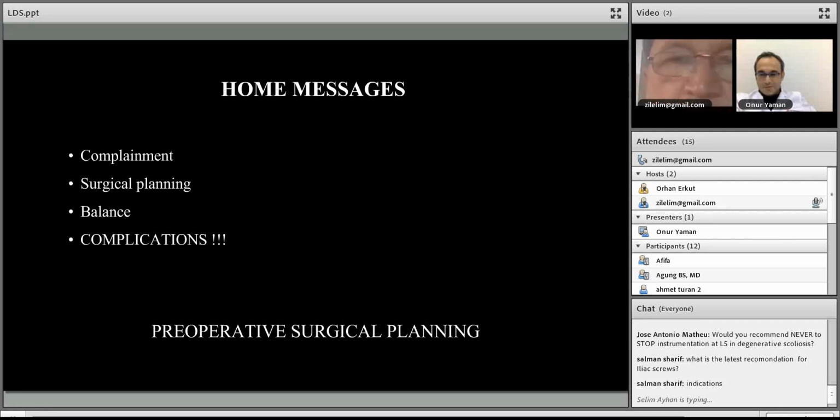Okay. I saw that you are measuring with the whole spine films, placing the measurements on the levels. Which program do you use there?